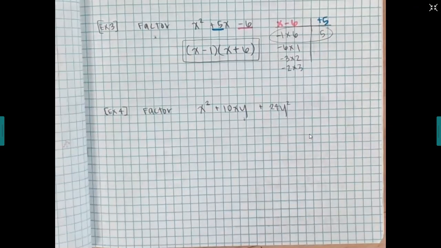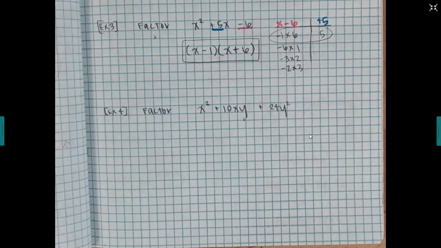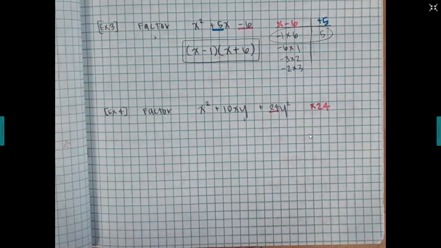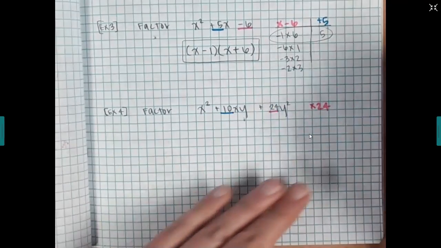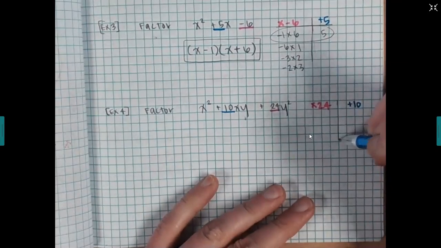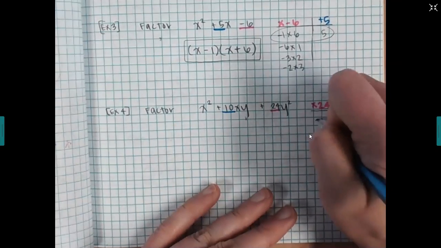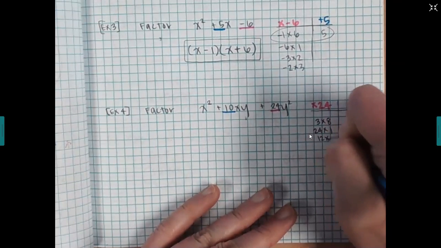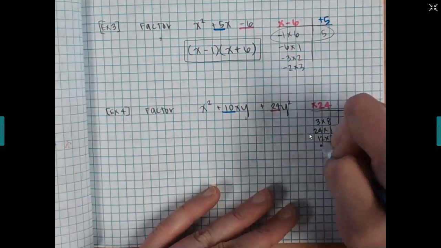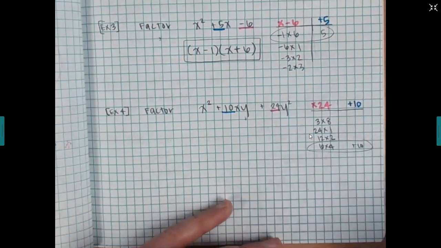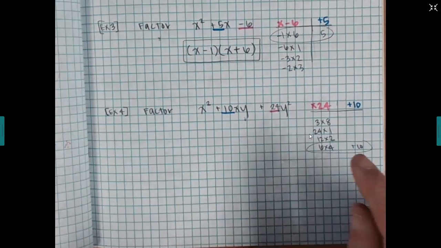So again, I'm still only going to look at the numbers to start. So I'm trying to find something that multiplies to get 24 and adds to get 10. Okay. So when I think about multiplying to get 24, I'm like 3 times 8, 24 times 1, 12 times 2, 6 times 4 adds to get 10. So those are the factors that I'm going to use.